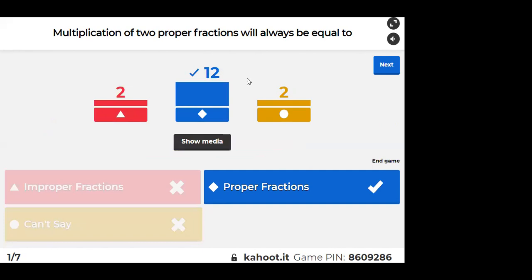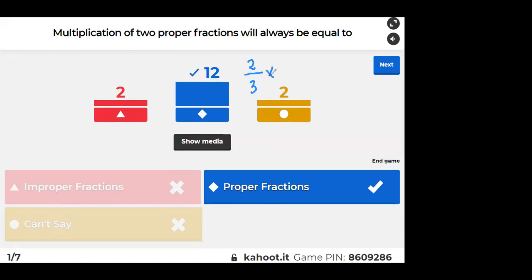Okay, very good. Most of you are correct. Now let us see. What's the basic definition of proper fraction? Proper fraction means numerator is less than the denominator. Yes or no? Raise your hand. That is the basic definition, that numerator is less than denominator.